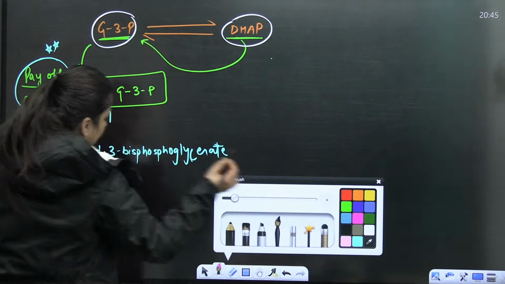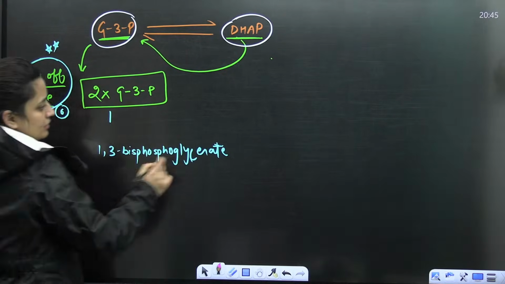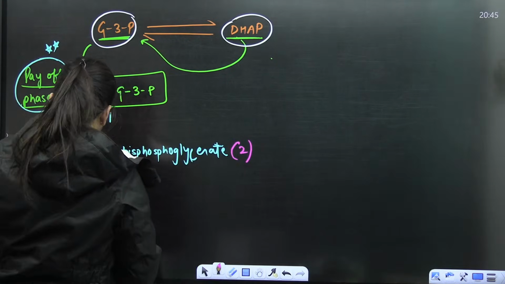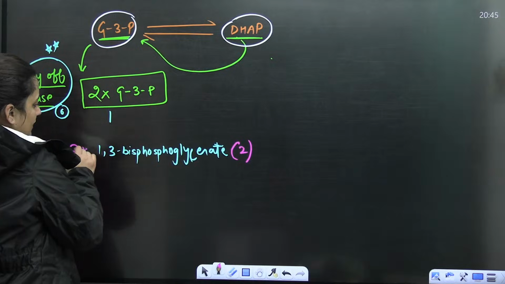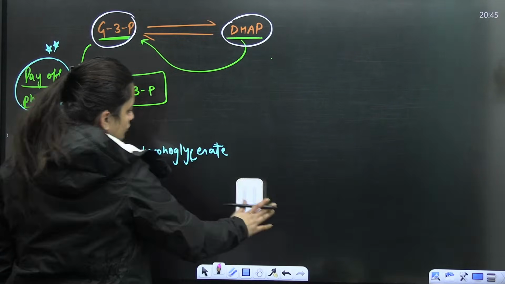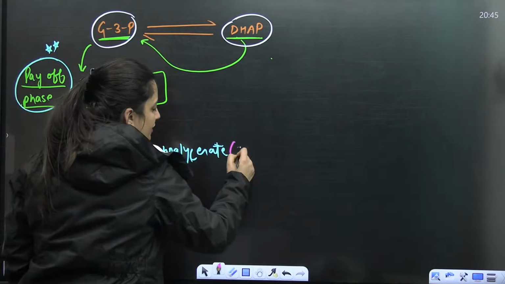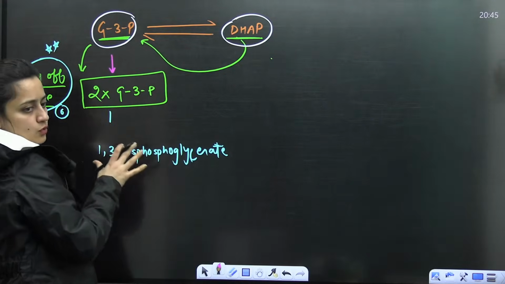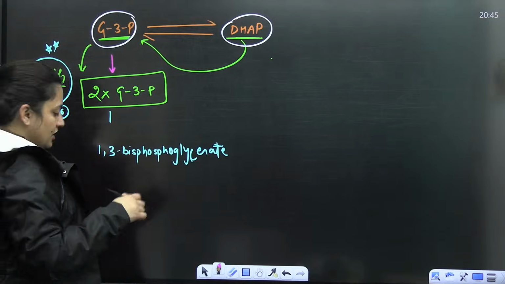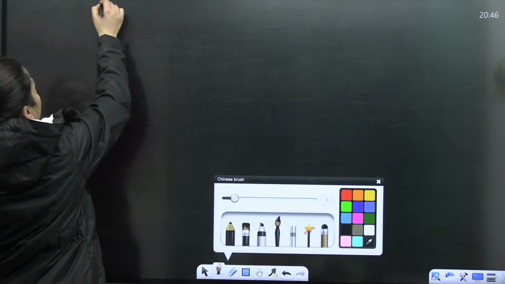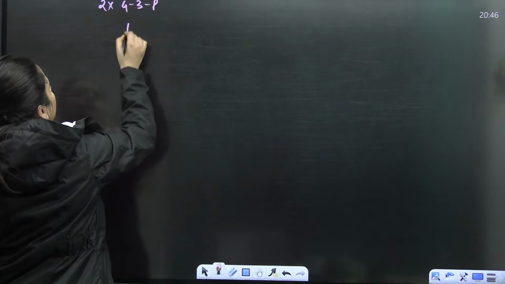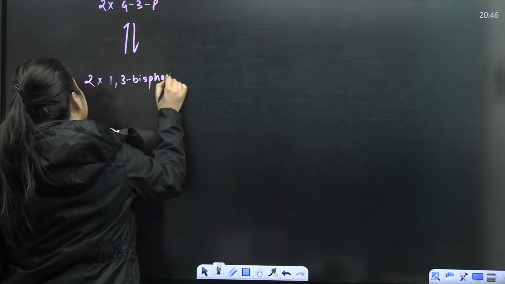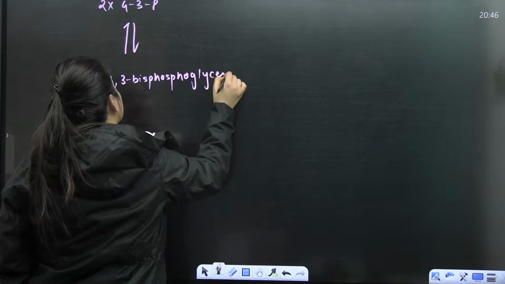So either you can write it in this way, multiplying by 2, or you can put these compounds in a bracket. Your choice. It's one and the same thing. Because now we don't have 1 G3P, we have 2. So whatever you are going to take further, you will take it as 2. Just say, 2 into G3P. This is what we have.